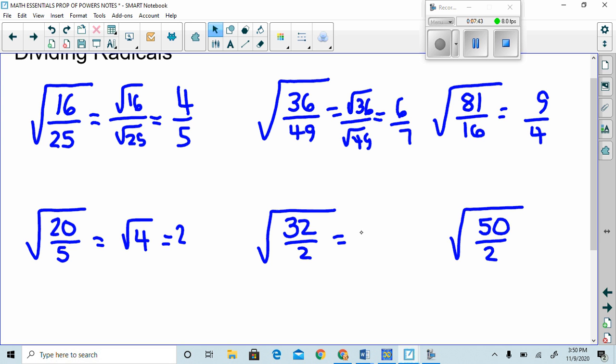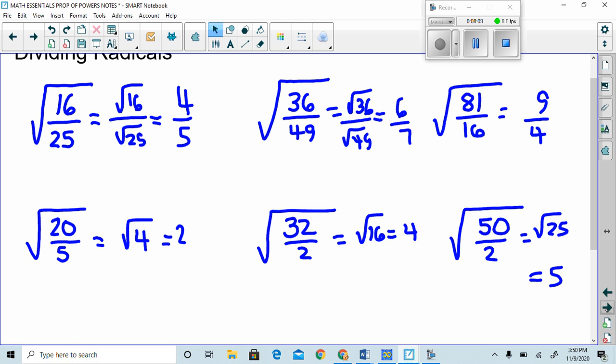32 divided by 2 is 16. Square root of 16 is 4. And one last one, 50 divided by 2 is 25. The square root of 25 equals 5. So again, just learning how to work with radicals, because shortly we will be working on solving radical equations.